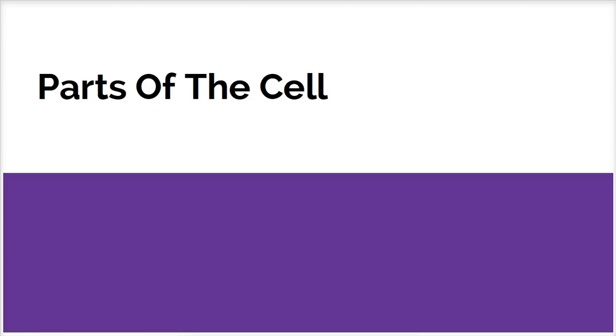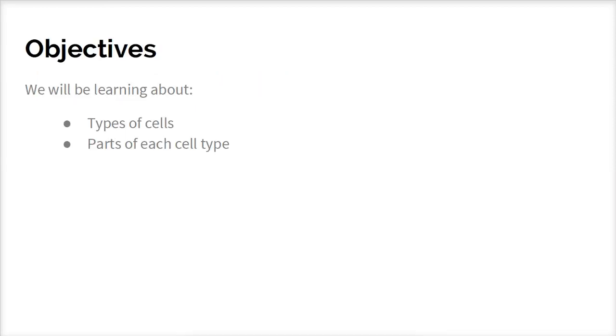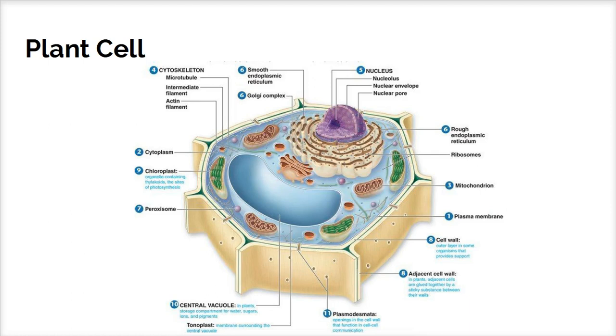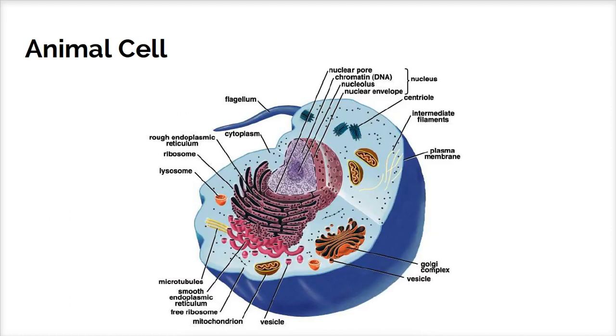Parts of a cell. Objectives. We will be learning about types of cells and parts of each cell type. Here's an example of a plant cell and an example of an animal cell.